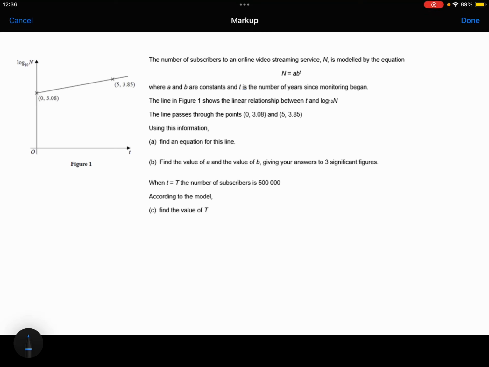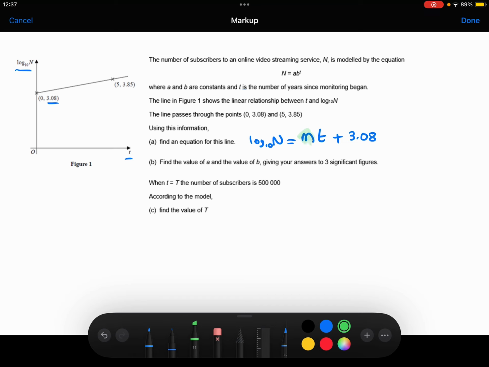We've got a straight line graph here, so I'm thinking y equals mx plus c, but we don't have y, we've got log base 10 of n is equal to m. We don't have x, we've got t plus c, the y-intercept, which we know is 3.08. Now I just need to work out what the gradient is to replace this m here.